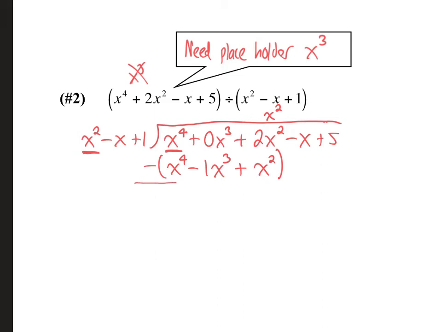Okay, then we're going to put a line underneath. We're going to subtract straight down. So x to the fourth minus x to the fourth is 0. 0x to the third minus negative 1x to the third. Be careful here. It's minus a negative 1x to the third. It's going to be plus 1x to the third. And then we have 2x squared minus 1x squared. I'm going to put a 1 here, actually. So 2 minus 1 is going to be 1x squared.